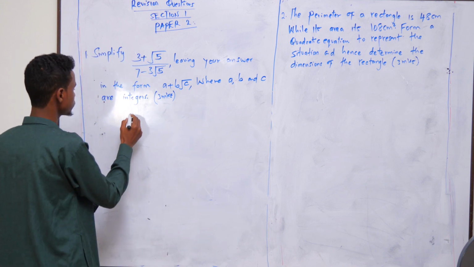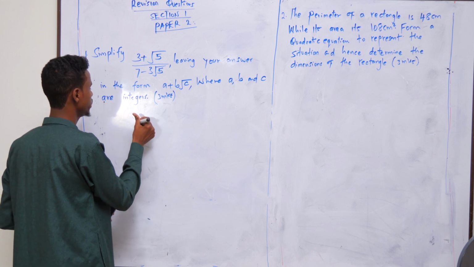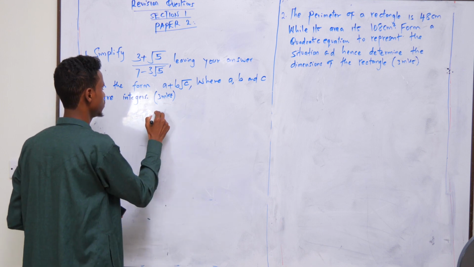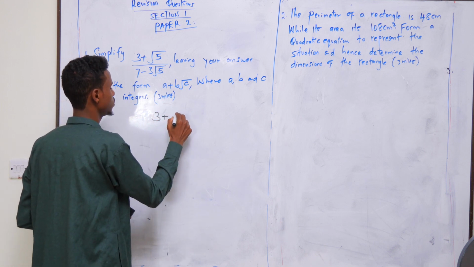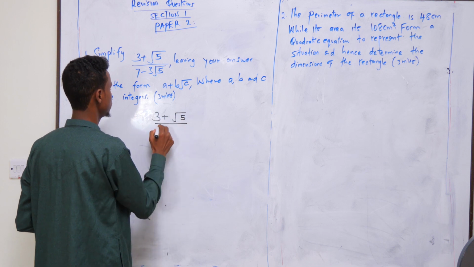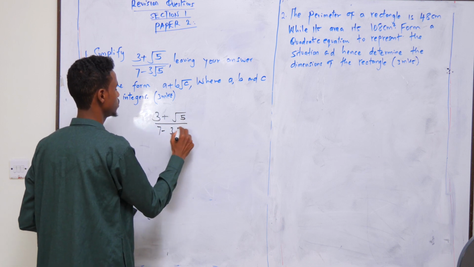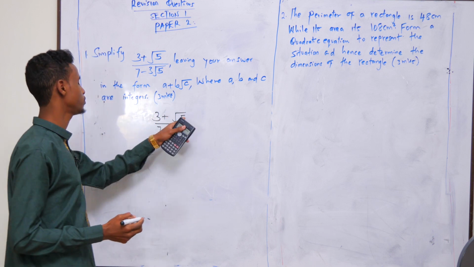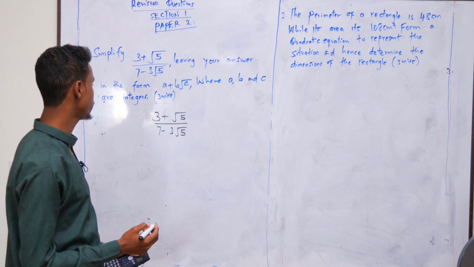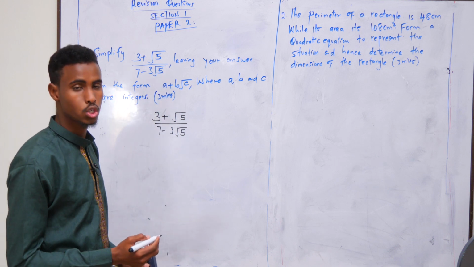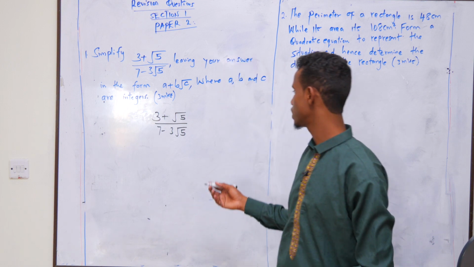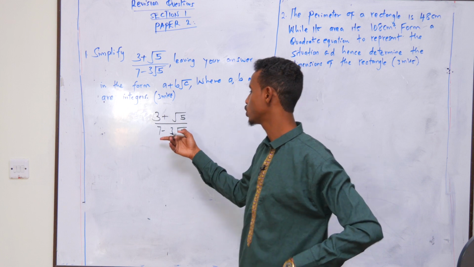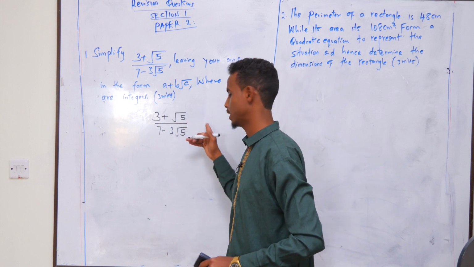It will be 3 plus root 5 over 7 minus 3 root 5. Now class, I want us to solve this on the surds. When an expression is structured like this, we multiply the numerator and the denominator by the conjugate of the denominator.